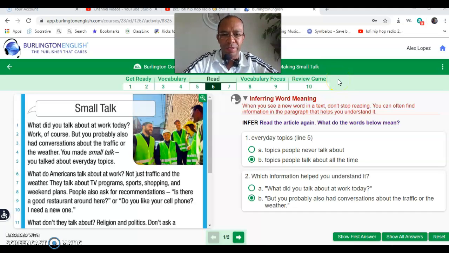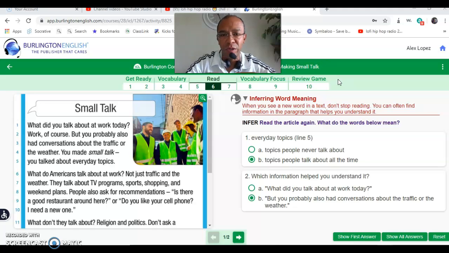We are going to continue with making small talk. We will do a little bit of reading. Today we're going to infer. Infer means to try to figure out, try to guess what things mean, the meaning of words.